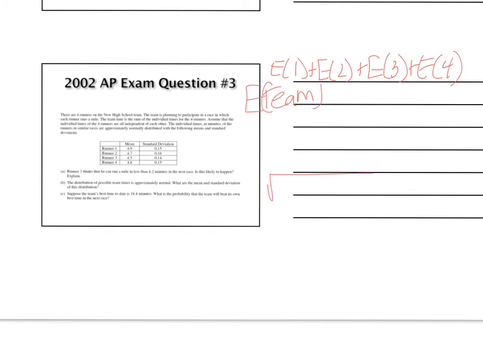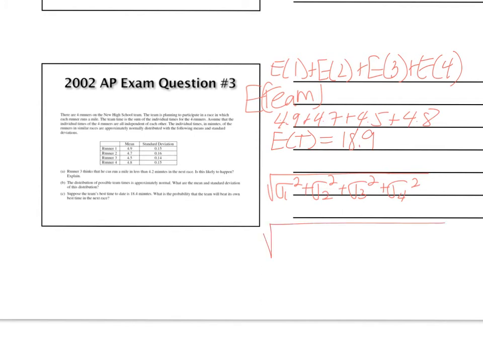Then the standard deviation is a little different. It's the square root of the standard deviation for runner 1 squared plus the standard deviation for runner 2 squared plus the standard deviation for runner 3 squared plus the standard deviation of runner 4 squared. And we can do this as many times as we need to. So let's look at what that's going to be. The expected value, our mean, is going to be 4.9 plus 4.7 plus 4.5 plus 4.8. So let's add that up. Now I get 18.9 as the team mean, or expected time of the team if you were to add the scores together.